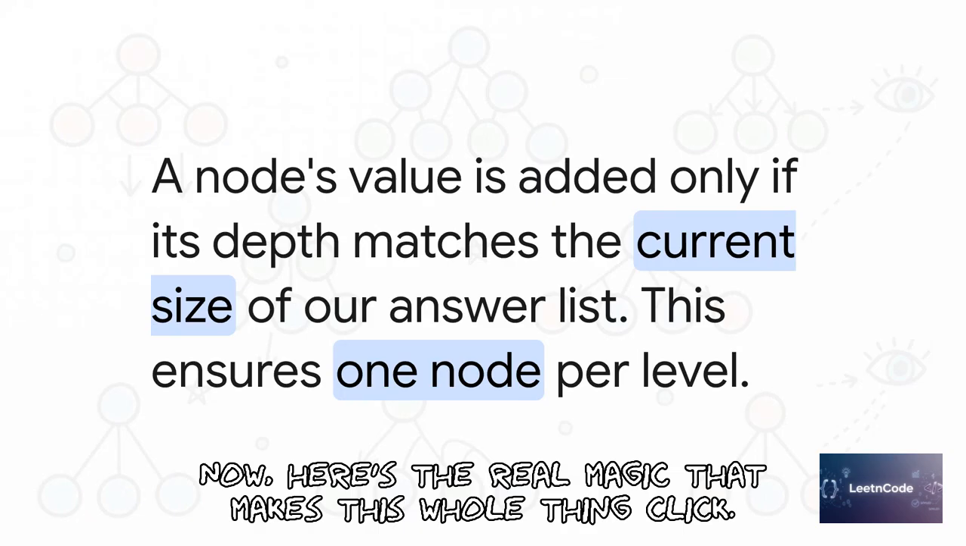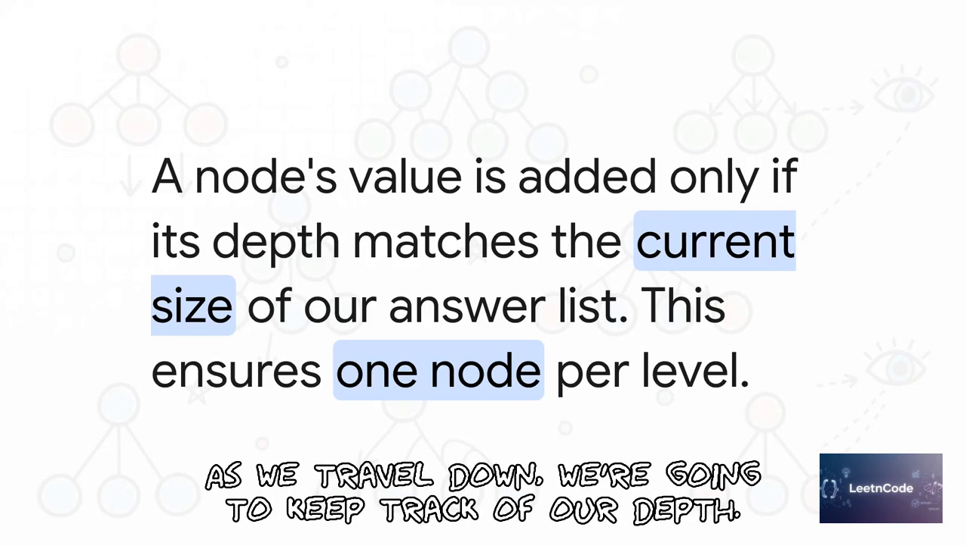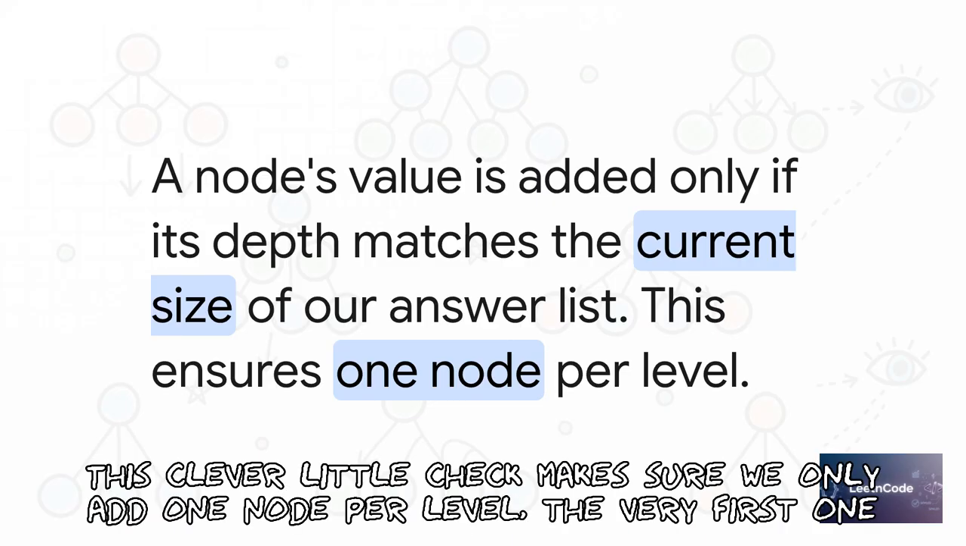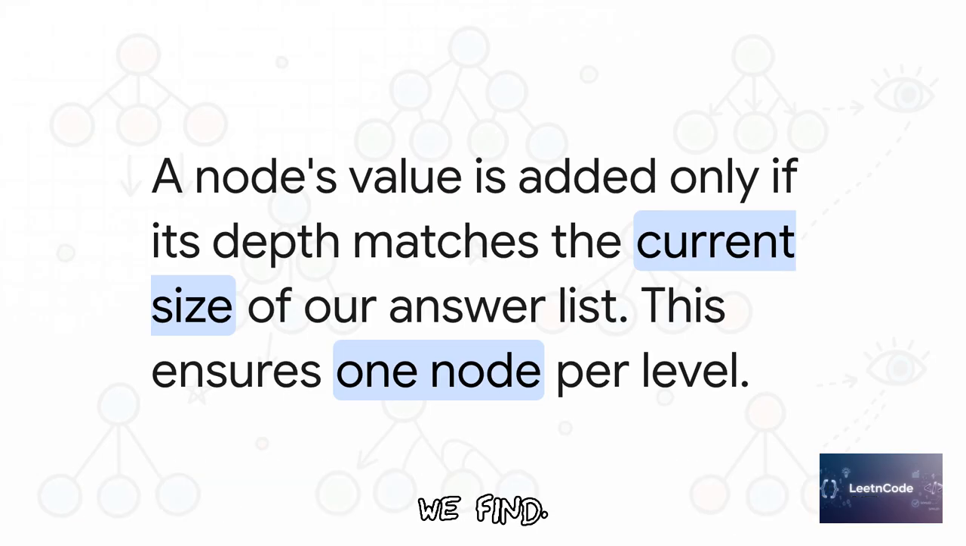Now here's the real magic that makes this whole thing click. As we travel down, we're going to keep track of our depth. And here's the rule. We only add a node to our answer list if the depth we're currently at is the same as the current size of our answer list. This clever little check makes sure we only add one node per level, the very first one we find.